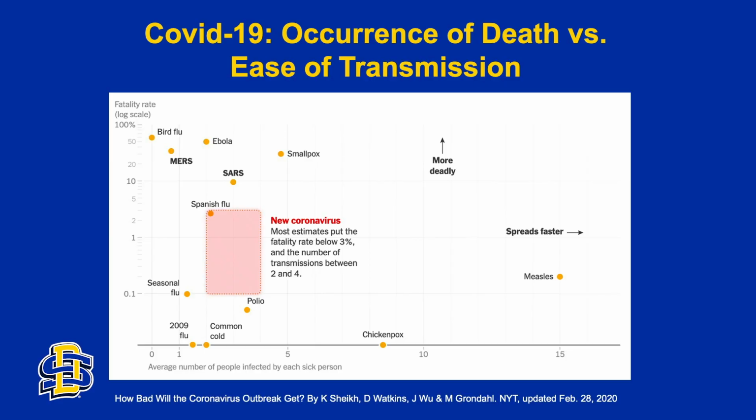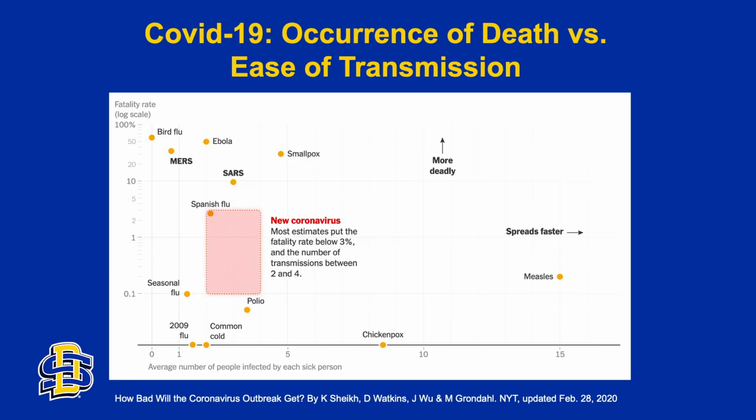So if you look at spread along the x-axis, measles is way out to the far right. It's very contagious, okay? And on the y-axis, if you have mortality or case fatality rate, measles isn't that high. Not a lot of people die from it, but because it is so infectious, it's a very important disease.